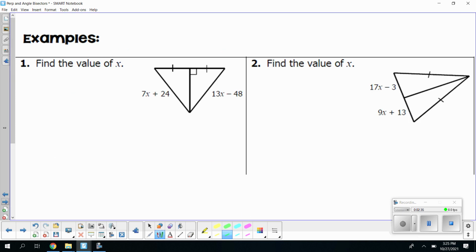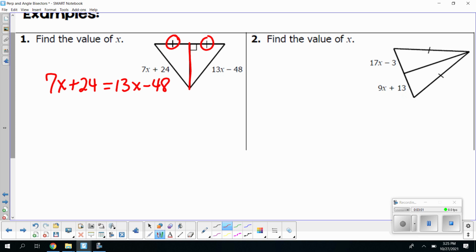Number 1, it says to find the value of x. Since we know that this is a perpendicular bisector because these two segments are congruent to each other, we can say that 7x plus 24 is going to be equal to 13x minus 48.